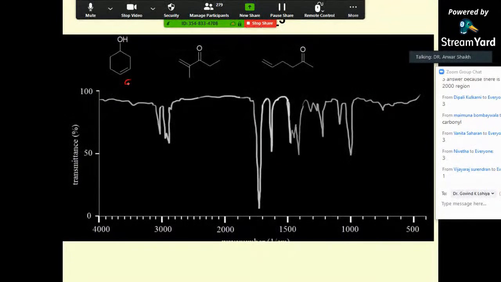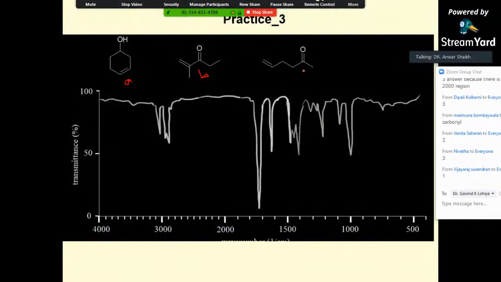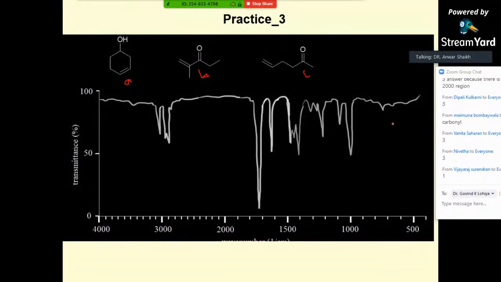Instead, I am writing here A, B and C, because 1, 2, 3 we have already written in the earlier example. So just guess what the answer is.